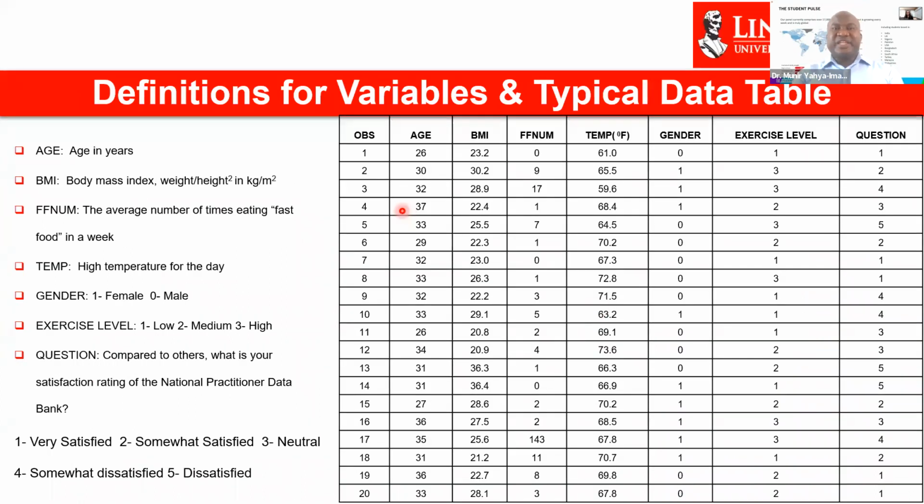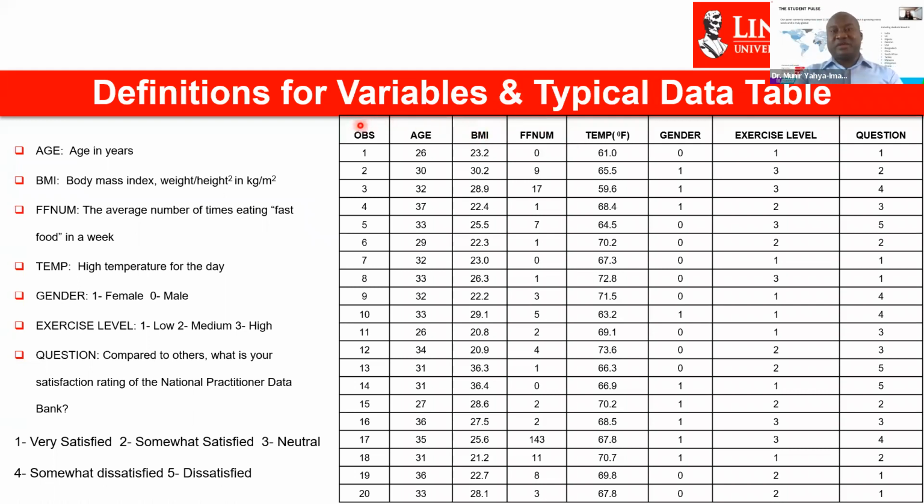Then definitions for variables in a typical data table. Now, this is just another example of a data set. Here we have 1, 2, 3, 4, 5, 6, 7, 8 variables. This is OBS, this is age, this is BMI, this is FF norm, temperature, gender, exercise level, and question. So before you can have your table, you must define your table. I mean, you must define your variables.